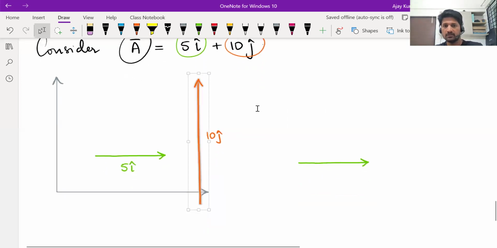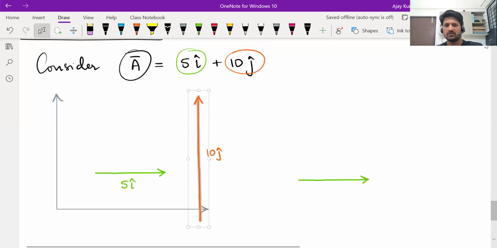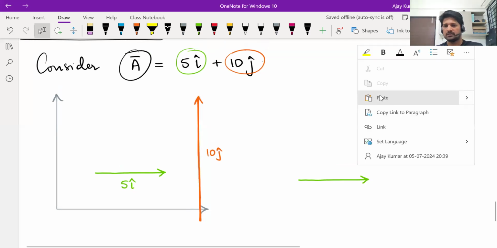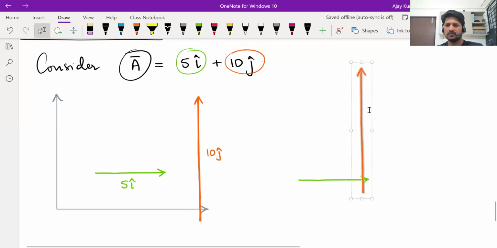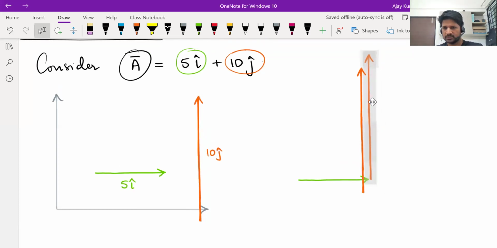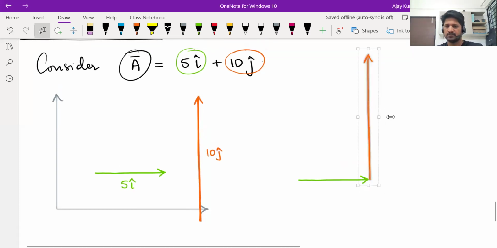What did you say? Two tails must be connected, sir. No, if two tails are connected, you don't use triangle law. If one tail and one head are connected, then you will use triangle law. If both tails are at the same place, you will use parallelogram law. Okay. Listen. So I'll take both the components, and I'll arrange them such that the head of one is at the tail of the other.